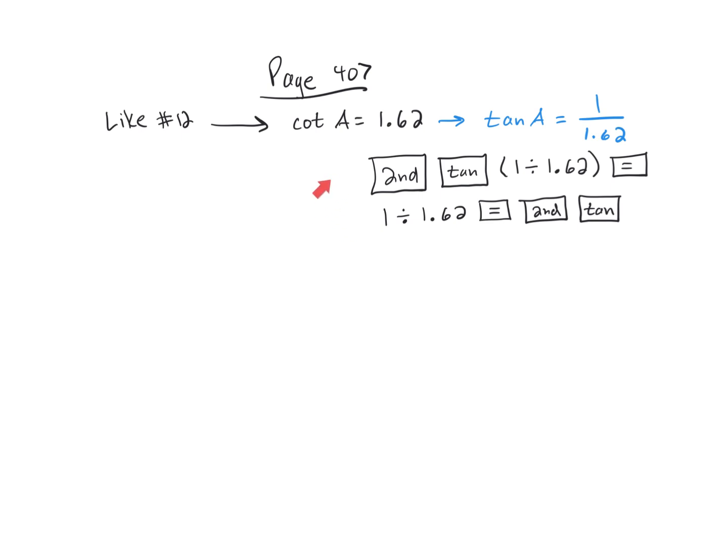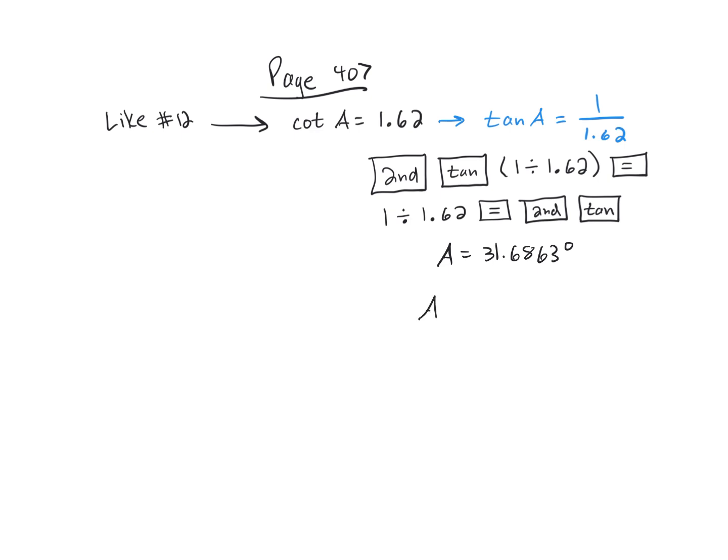Here are the two options for doing this on your calculator. Again, it depends on the type of calculator you have, but you will either do second tangent, then 1 divided by 1.62 equals, or you'll do 1 divided by 1.62 equals second tangent. Whichever way you do that, you should get the measure of angle A is 31.6863 degrees. Now, you need to give your answer in degrees and minutes.